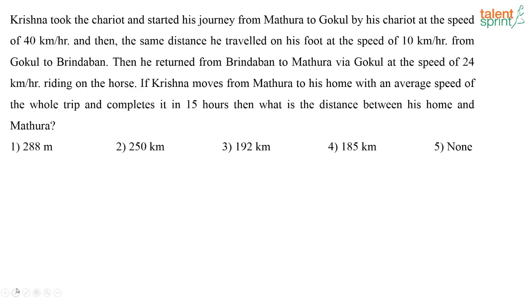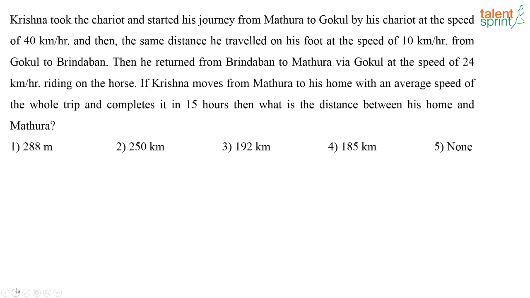Is it clear? Next. Krishna took the chariot and started his journey from Mathura to Gokul by his chariot at a speed of 40 kilometers per hour. Then the same distance he travelled on foot at the speed of 10 kilometers per hour from Gokul to Brindavan. Then he returned from Brindavan to Mathura via Gokul at the speed of 24 kilometers per hour riding on the horse. If Krishna moves from Mathura to his home with an average speed of the whole trip and completes it in 15 hours, then what is the distance between his home and Mathura?